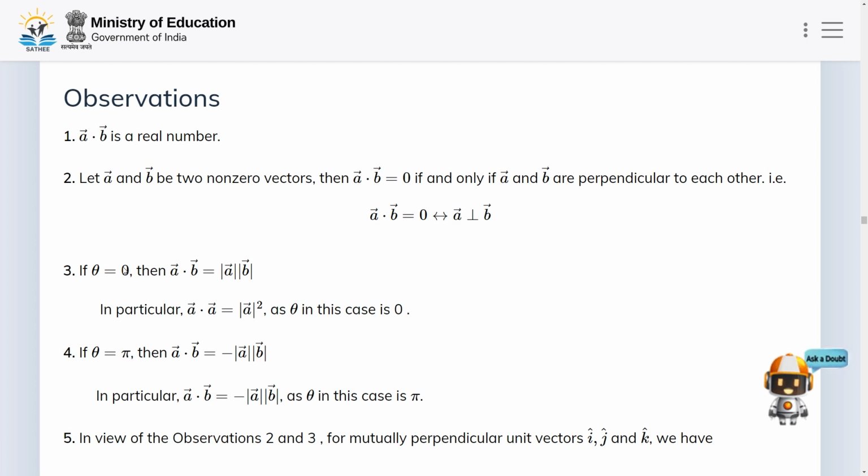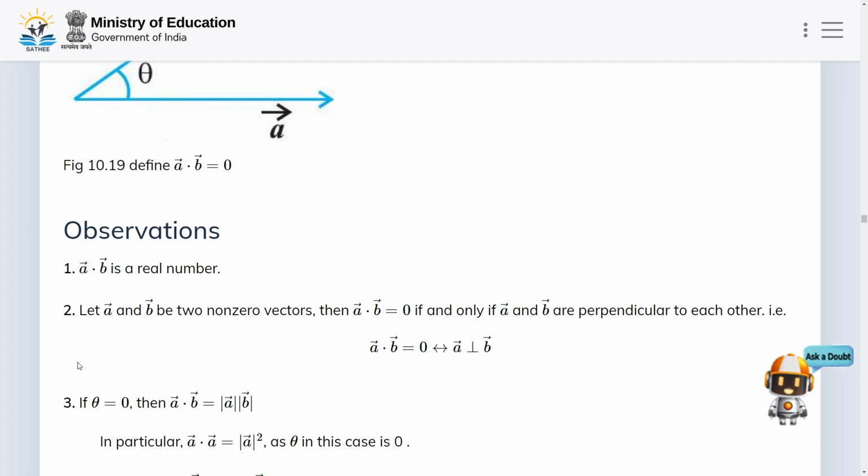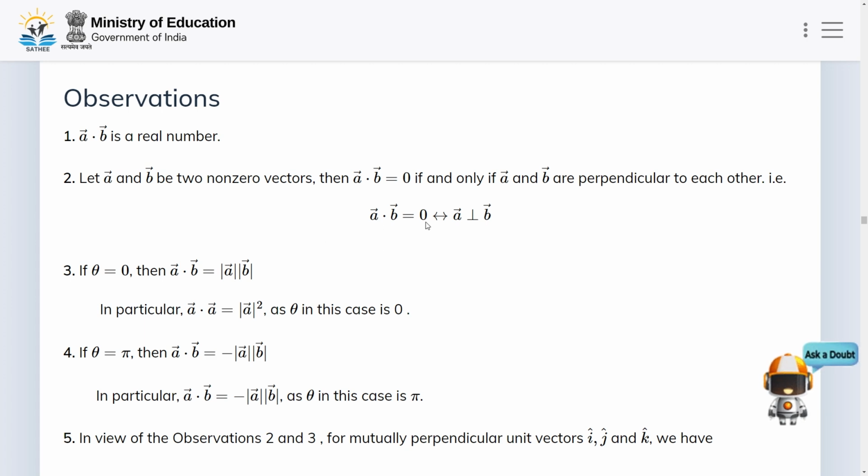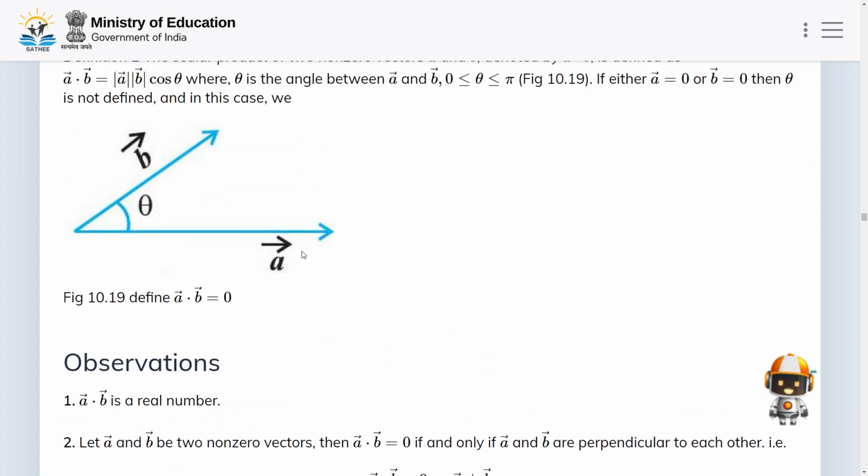Let vector a and vector b be two non-zero vectors. Then vector a dot vector b is equal to 0 if and only if a and b are perpendicular to each other. This means that a dot b is equal to 0 if and only if a is perpendicular to b. Clear?